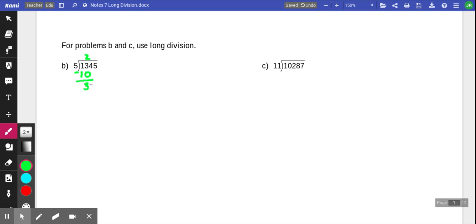So then you bring down the next number, that's a 4. And then you ask yourself the same question. 5 times what gives you 34? Or 5 times what gets you as close to 34 as possible without going over? And the answer to that is 6. So we take 6 times 5, and that would give us 30. Okay, so how far apart are those? So 34 minus 30 would give us 4. And then we bring down the last number, which is a 5.